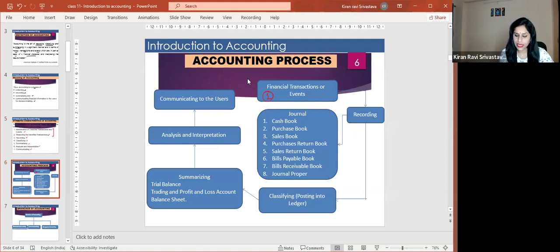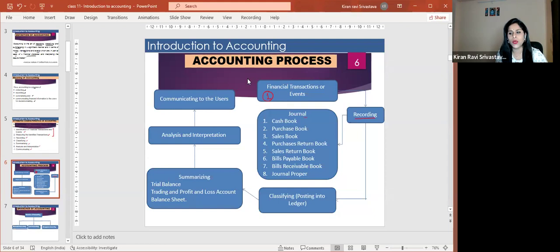Then it has to be recorded. For two days you have been listening to this word, recorded, recorded. Where is it getting recorded? It is getting recorded in the books of accounts, not on some white sheet of paper or an A4 sheet you have taken out from the printer. No, it happens in a systematic manner and there are books and various things. So the first recording happens in the journal.